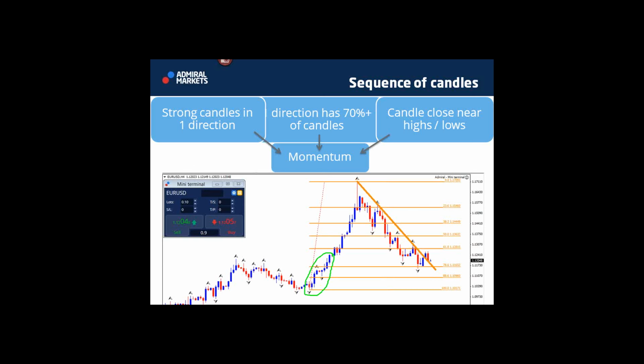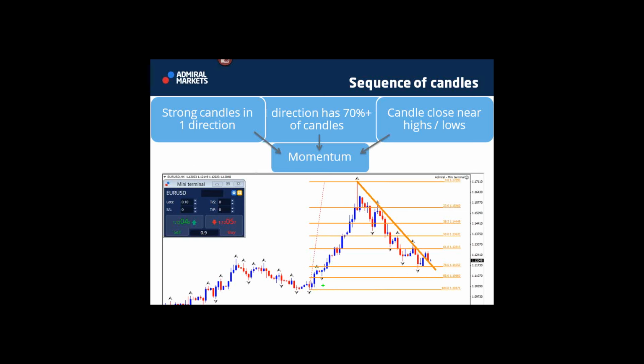We want to see those candle closes also relatively near the high or low. Then it qualifies as the start of momentum. And often we will then see a follow through. So for instance, these 3 candles could already have qualified as the start of momentum. And indeed, we see a whole series of candles to the upside.